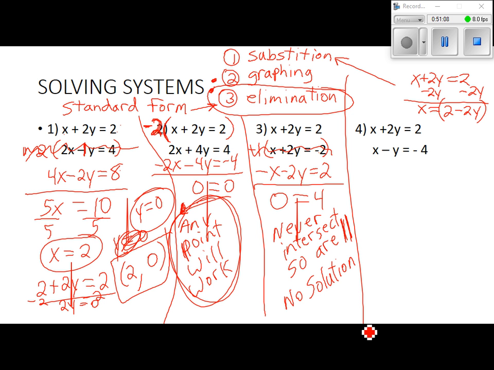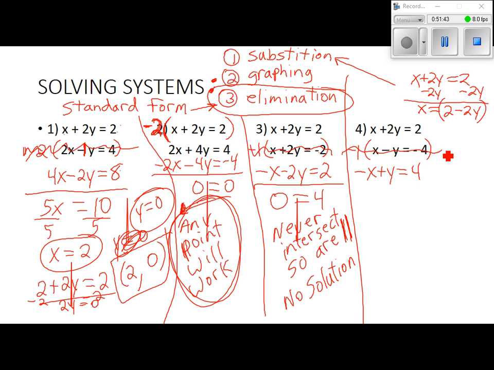Next one, pick a variable. X or y? X. What do we want to do to the x's to get them to be opposites? Multiply the bottom one by negative 1. What's negative 1 times x give us? Negative x. Negative 1 times negative y? Positive y. Negative 1 times negative 4? 4.